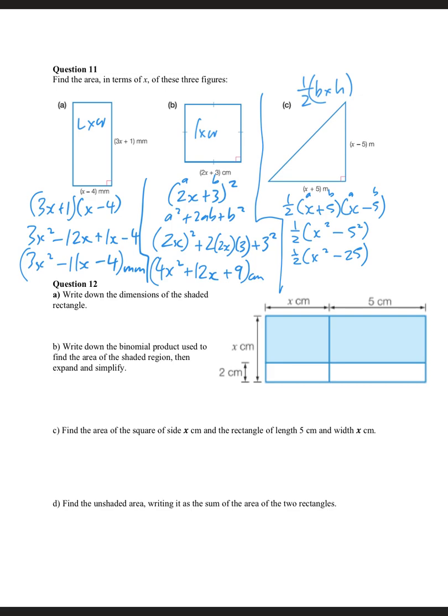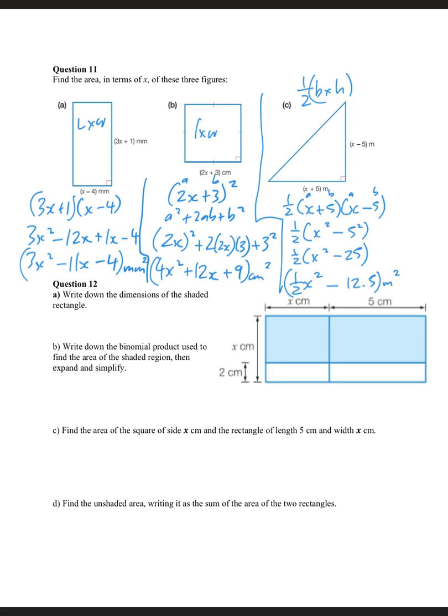I'd accept that, but you could also go half x squared minus, and what is a half of 25, 12 and a half, and that is in meters squared, because it's area. I forgot to square these. That's in square centimeters, and that is square millimeters.